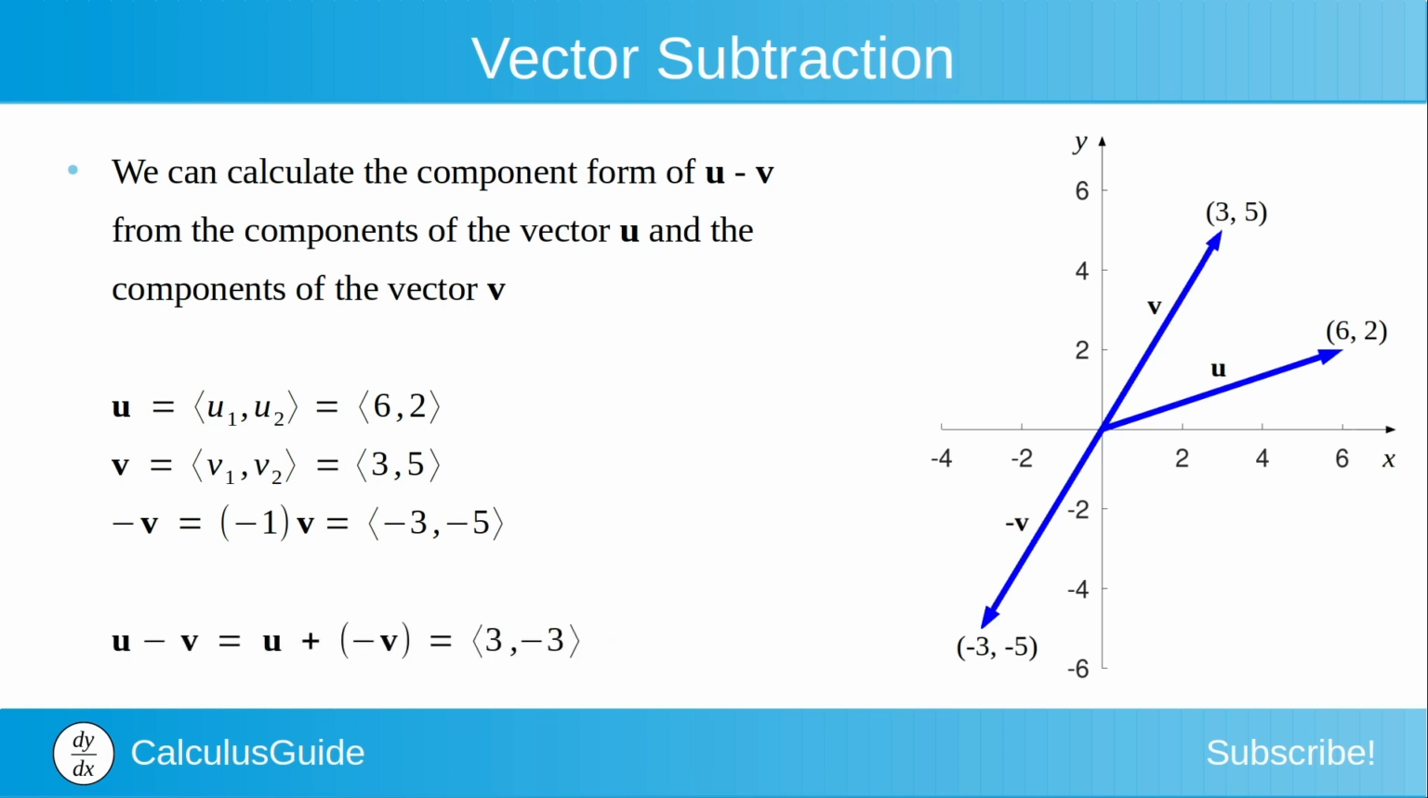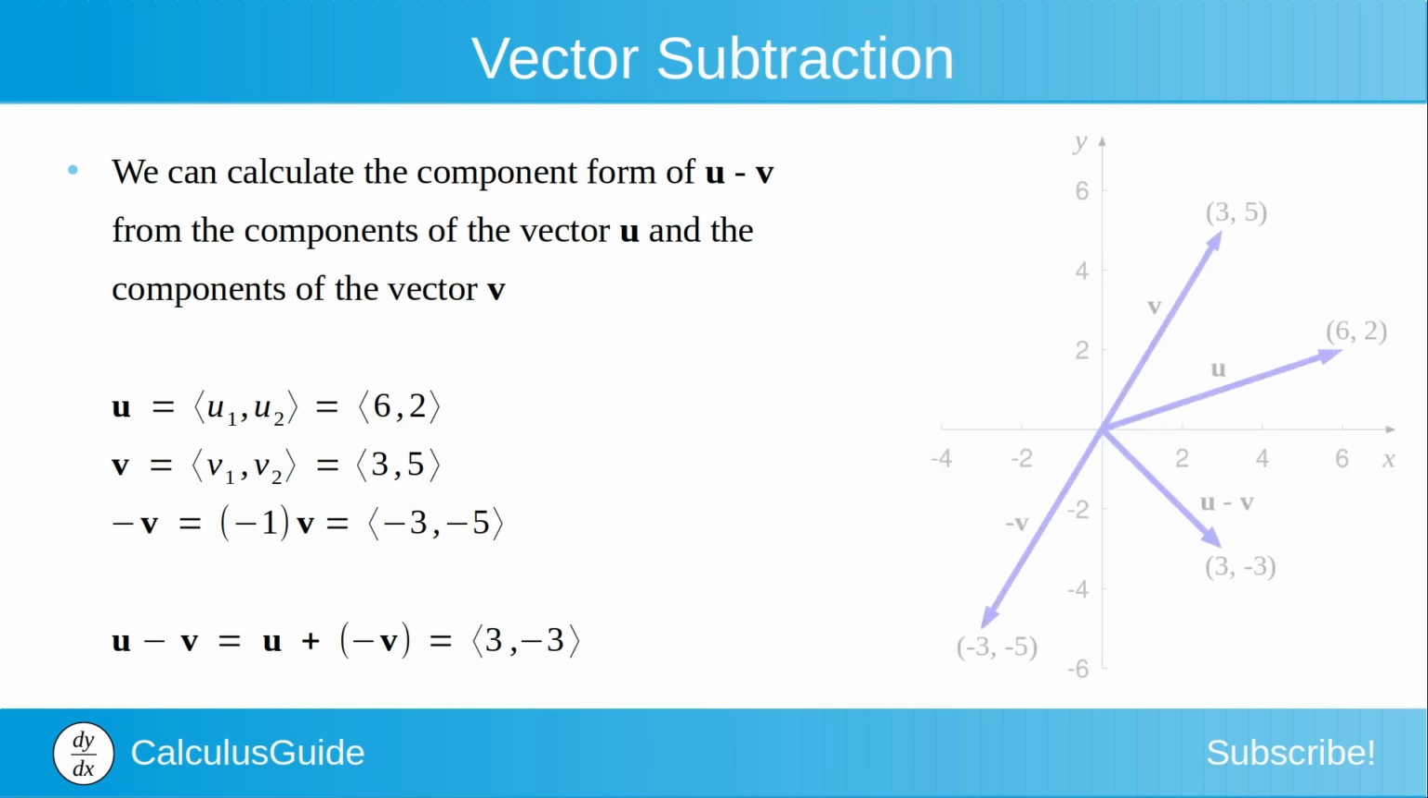So we've calculated that the component form of the resultant vector u minus v is 3, minus 3, and we've calculated this from the components of the vector u and the components of the vector minus v. This vector is now shown to the right.